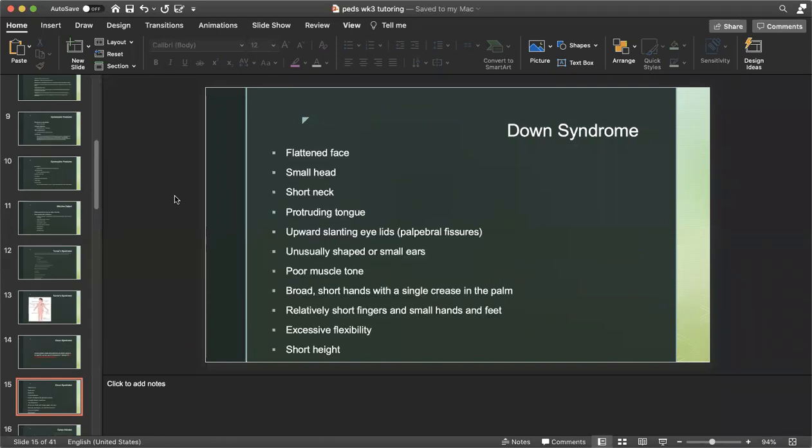So Down syndrome, I'm pretty sure we've all seen people with Down syndrome before, so we kind of know what they look like, but here's just a list of the features that they'll have. A flattened face, small head, short neck, protruding tongue, upward slanting eyelids, unusually shaped or small ears, poor muscle tone, broad, short hands with a single crease in the palm, relatively short fingers and small hands and feet, excessive flexibility, and they'll be shorter in height than normal.